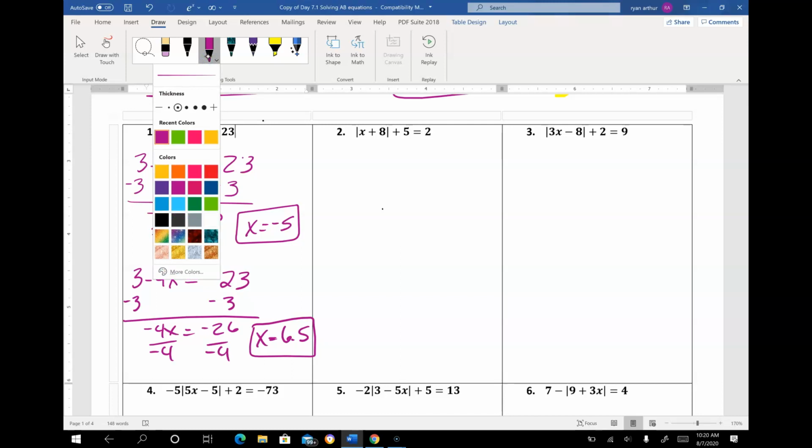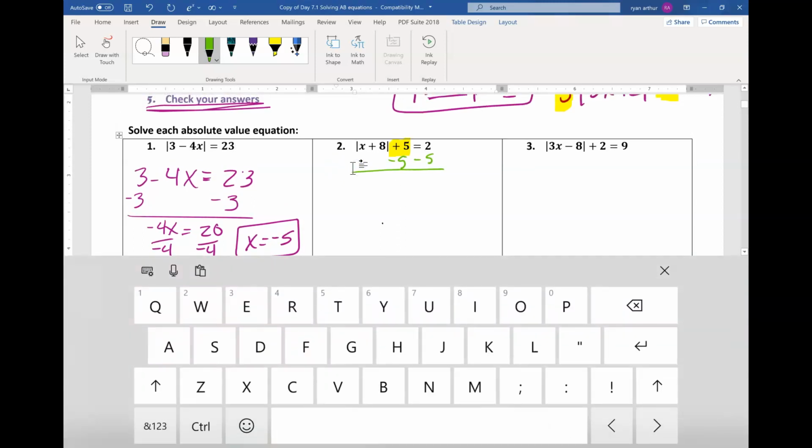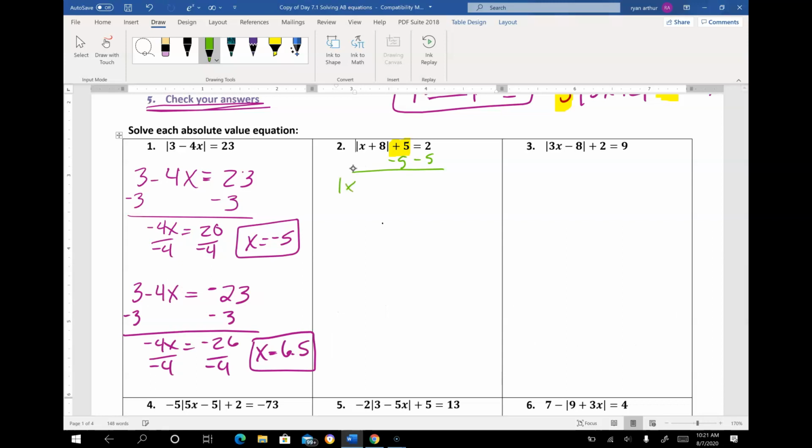Now when you look at number 2, you see the difference. Okay? This one is not isolated. We need to get rid of this 5 before we can even start setting up our cases. So we're going to subtract that 5 on both sides. Okay? And we get the absolute value of x plus 8 is equal to negative 3.